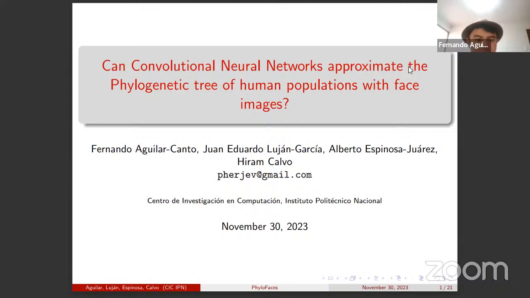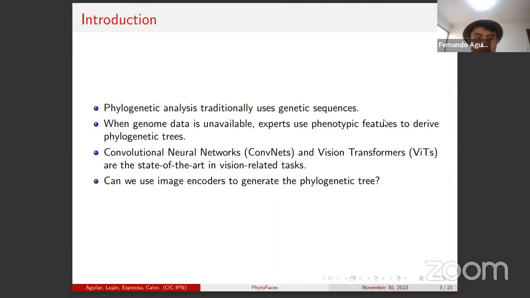Hi, everyone. My name is Fernando Aguilar Canto. I'm here with my co-authors, Juan Eduardo Luján García, Alberto Espinosa Juárez, and Dr. Iram Calvo. We are going to present this research paper entitled Can Convolutional Neural Networks Approximate the Phylogenetic Tree of Human Population with Face Images? So we're starting with a bit of a polemic question, and we would like to answer this.